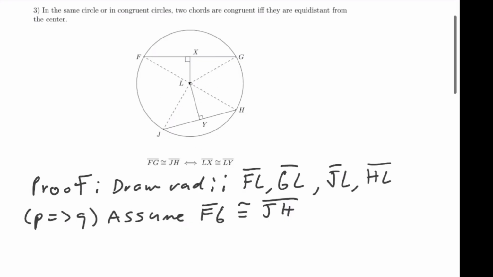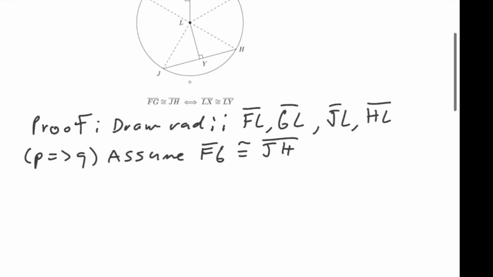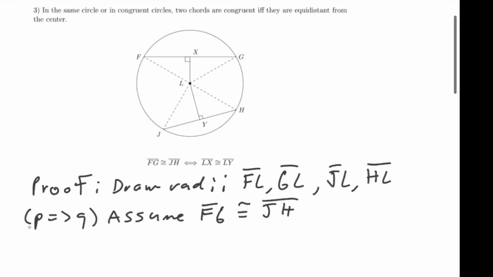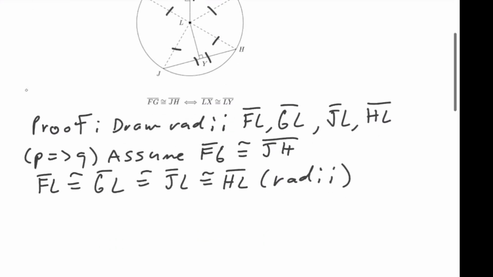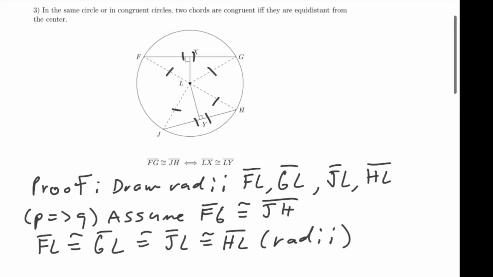And we have that perpendicular distance. So let's see. Here, I know these are congruent. FL is congruent to GL, which is congruent to JL, which is congruent to HL, because we know they're all radii. So let me do that, and I know this is congruent to this. So right off the bat, I know triangle FLG is congruent to triangle JLH, by side, side, side.